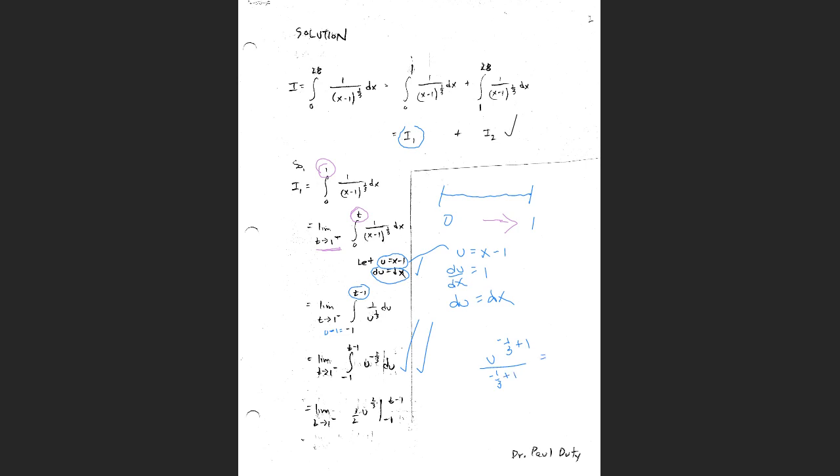And so I'm going to get... Yes, hold on one moment. u to the 2/3 over 2/3. And so I get 3/2 times u to the 2/3. And that's how I get my, this is 3/2 times u to the 2/3. That's how I get my antiderivative here.